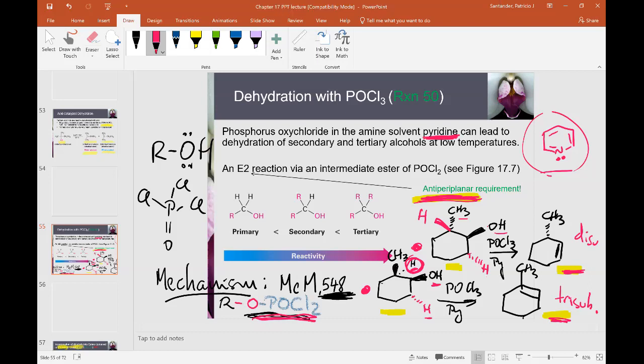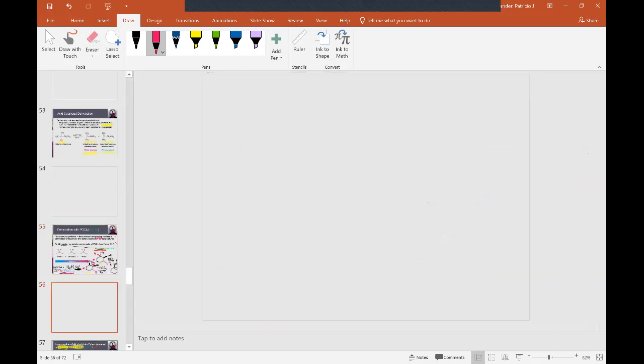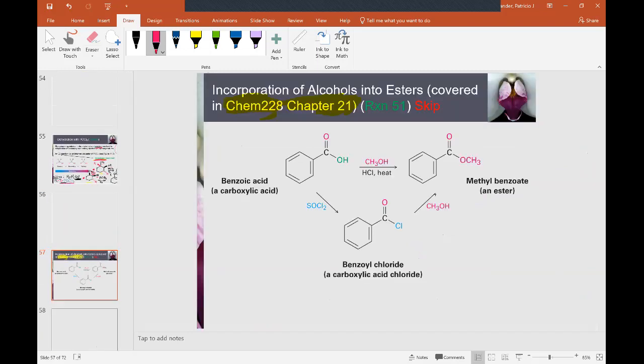By how much? Sometimes it's not by a whole lot, but if you run the reaction under thermodynamic control, you will get formation of the more stable product. This next reaction we have here is the incorporation of alcohols into esters. So the general reaction is this.